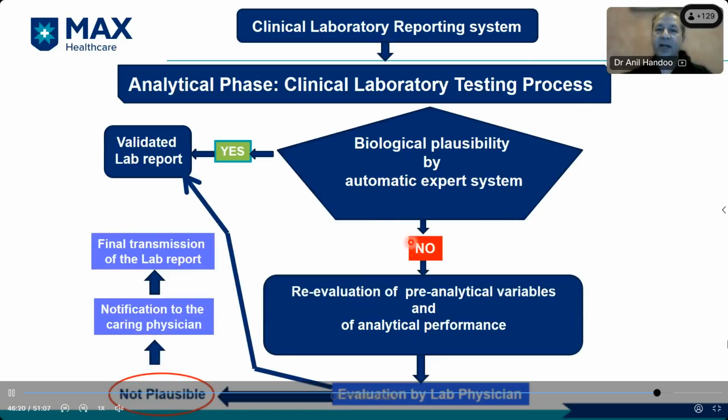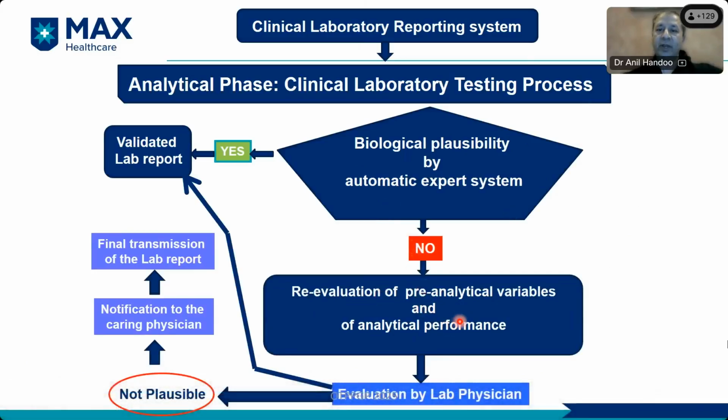And if it gets highlighted, you might need to reevaluate the pre-analytical variables and the analytical performance. You might even need to evaluate the lab physician. If this plausibility gets activated by the expert system, you need to get a validated report immediately. Otherwise, the entire concept goes through a non-plausible system, and it moves to the final transmission of the lab report.